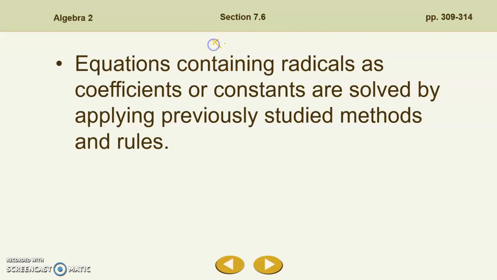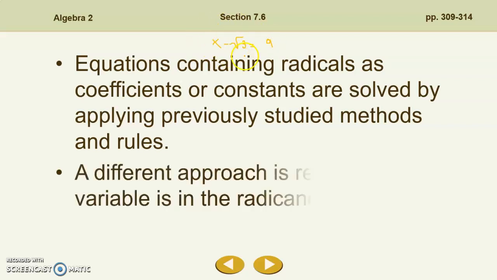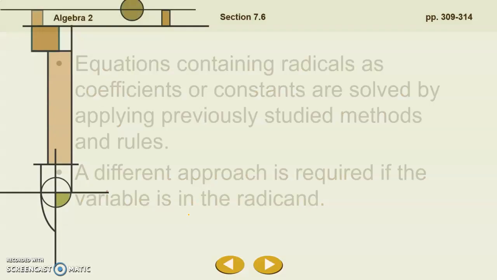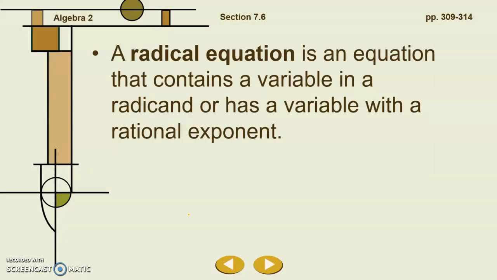That might look like this: x minus root 3 equals 9. Okay, that's just a random equation containing a radical. But today we are looking at a different approach, because a different approach is required if the variable is in the radicand. At that point, it's no longer an equation containing a radical, but a radical equation. So when the variable is in the radicand, we have a radical equation.